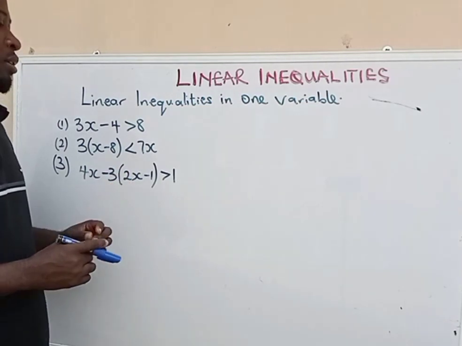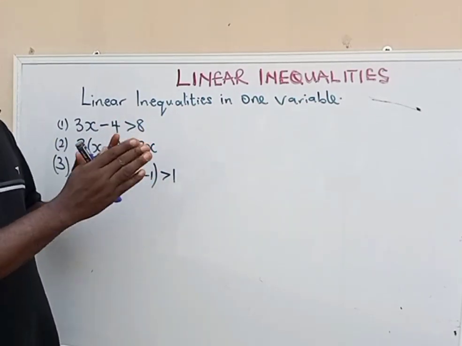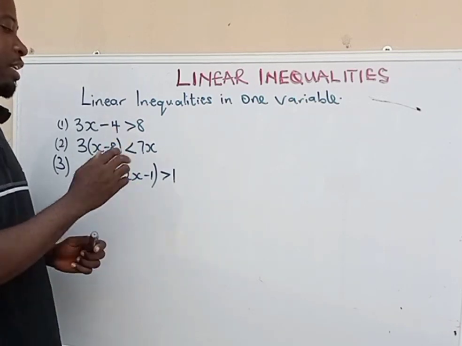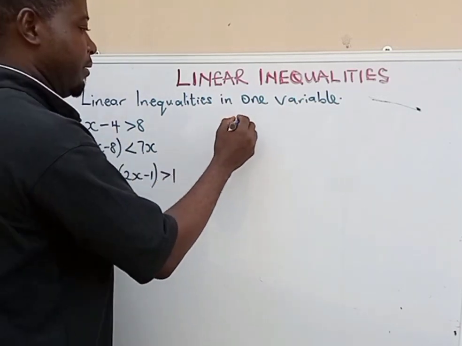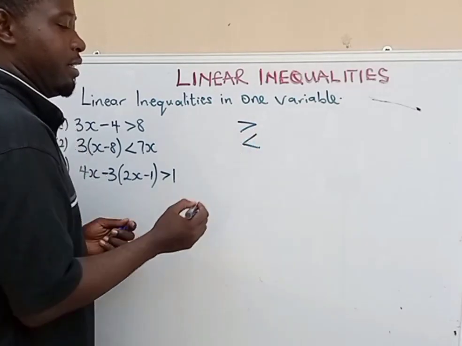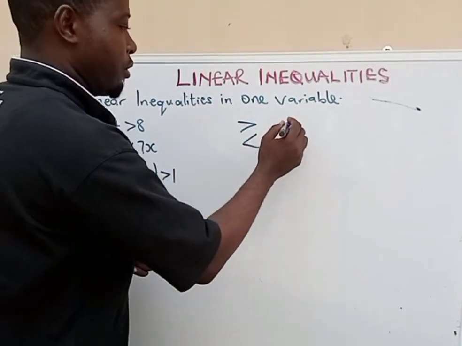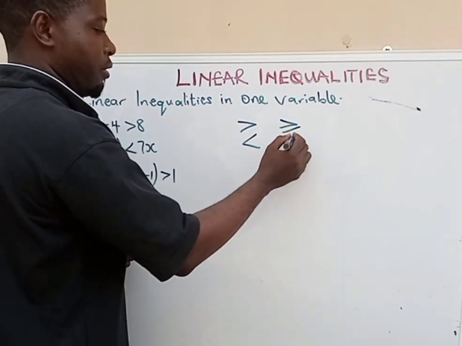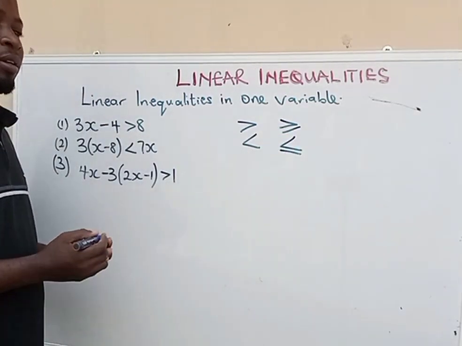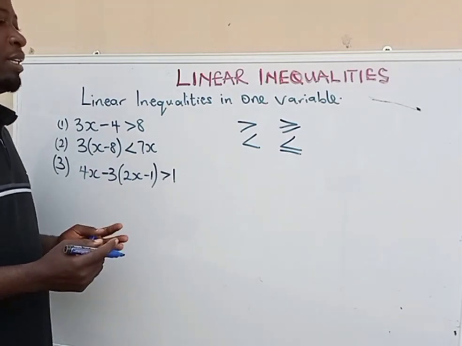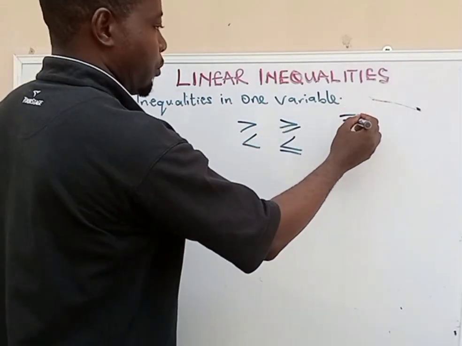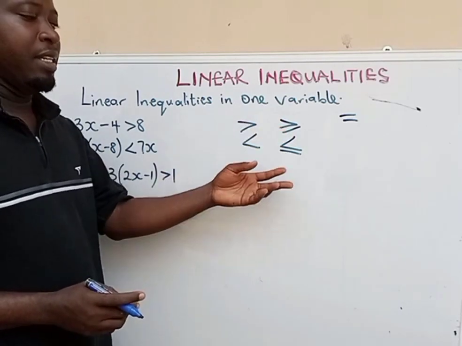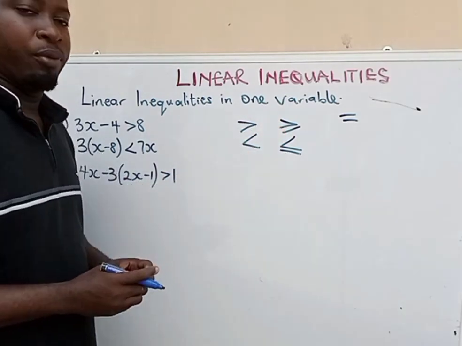So number one, the difference between linear inequalities and linear equation is that we use some special signs like greater than and also less than. Okay, we also use greater than or equals to, and we also make use of less than or equals to. Unlike in a simple linear equation where we make use of equals to. So here we make use of less than, greater than, less than or equals to, greater than or equals to.